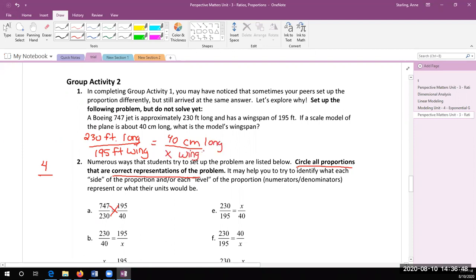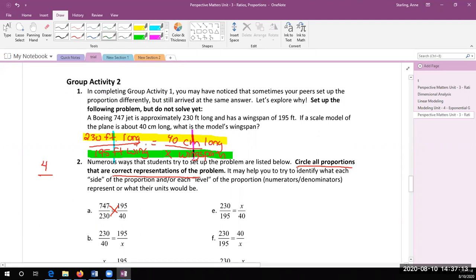And the reason for that is I need them to match across. So across here, I have the length. Across here, I have the wingspan. And then this is the plane. And this is the model. So I should be able to make those same measurements and label in a continuous way that makes sense.